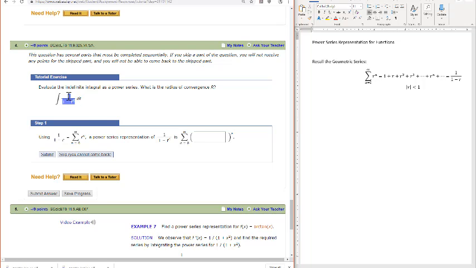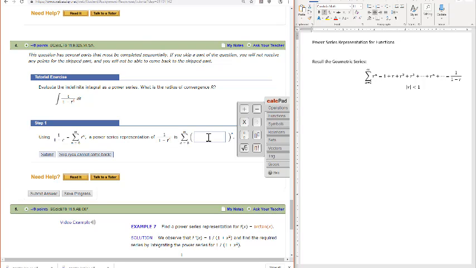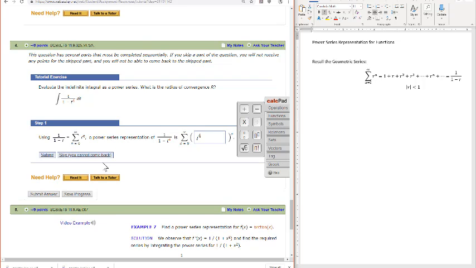So we want the power series of t divided by 1 minus t to the fourth. We'll start off again with the geometric series, 1 divided by 1 minus r, and that converges for absolute value of r less than 1, or r between -1 and 1. But instead of 1 divided by 1 minus r, we have 1 divided by 1 minus t to the fourth. So the r is actually equal to t to the fourth.